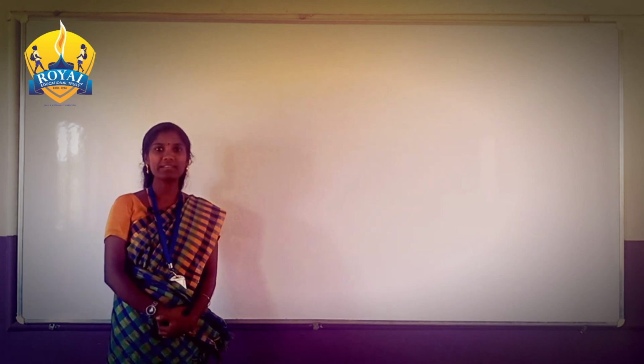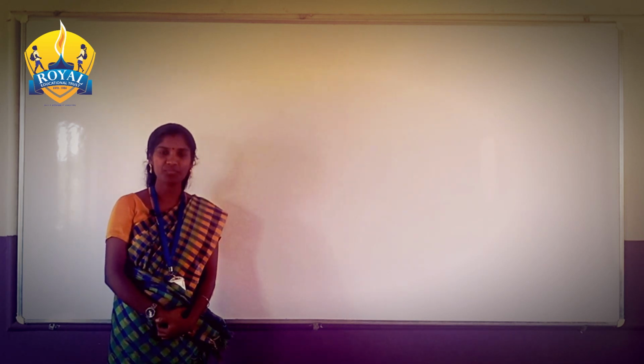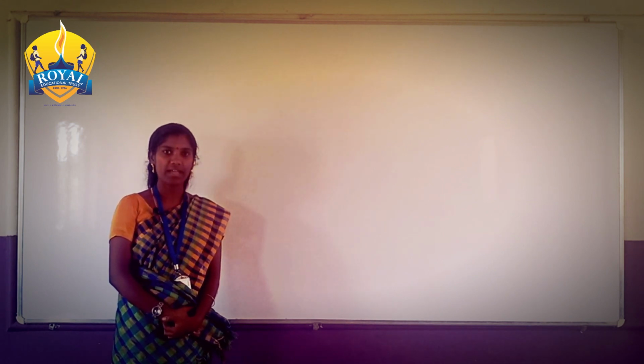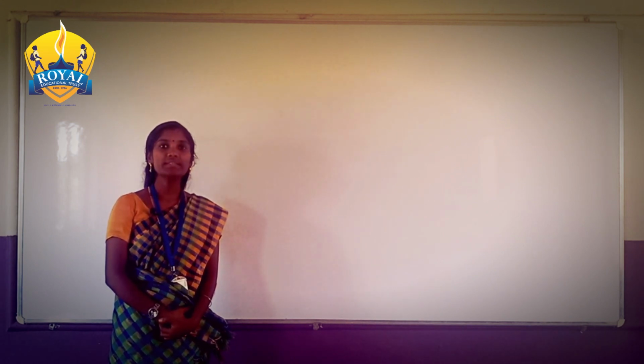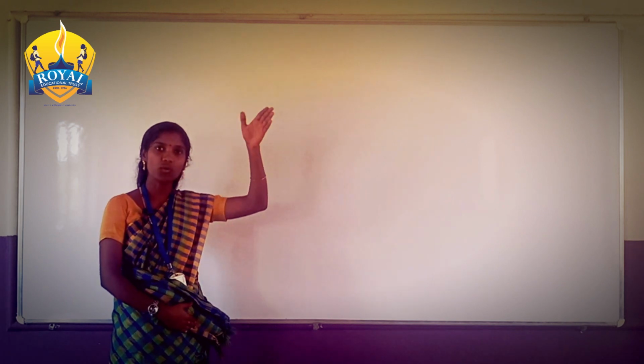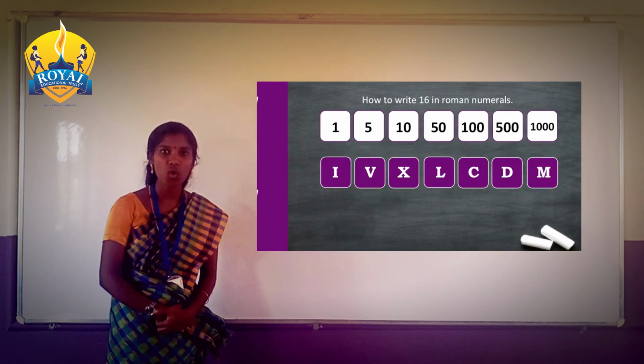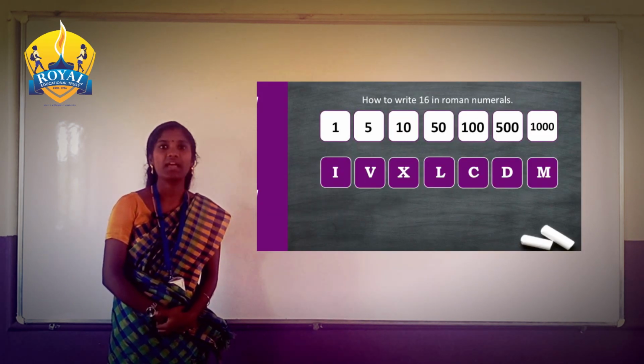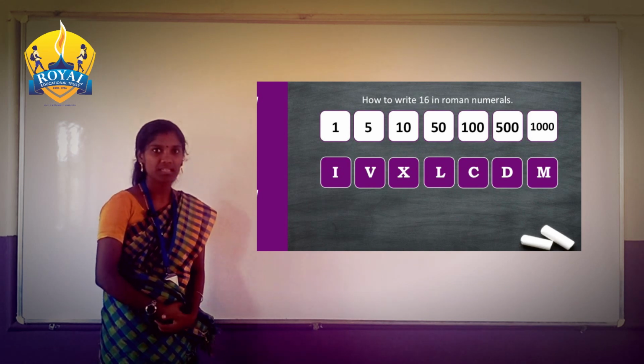Just imagine you're in your classroom. You go outside and see what is written outside your class. If you are in 5th standard, the letter displayed is V.